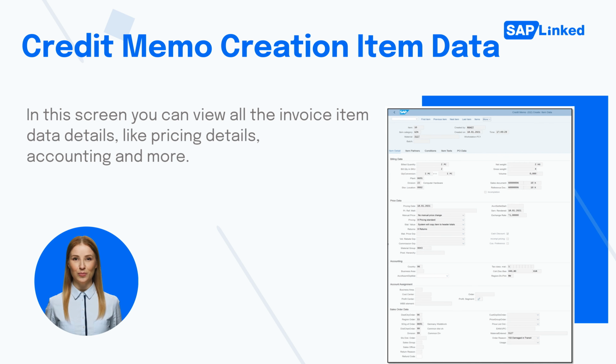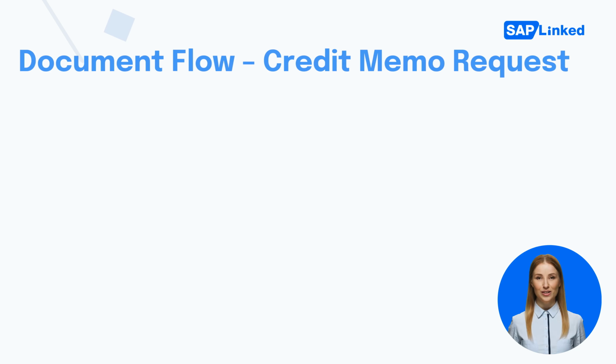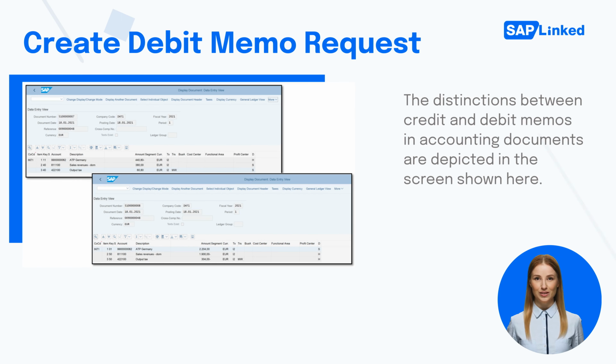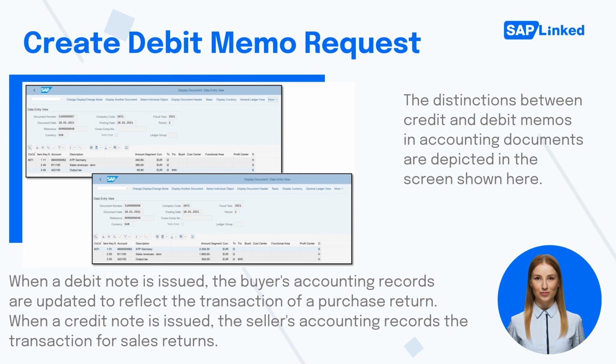Now we will check the document flow. Go to Transaction VF03 and click on the Document Flow button. You will see that once your billing document is created, the order status is changed to completed. Follow similar steps to those you did to create a credit memo request, but in the initial screen of the sales document, type DR4, debit memo request. Then follow the same instructions to create a debit memo.